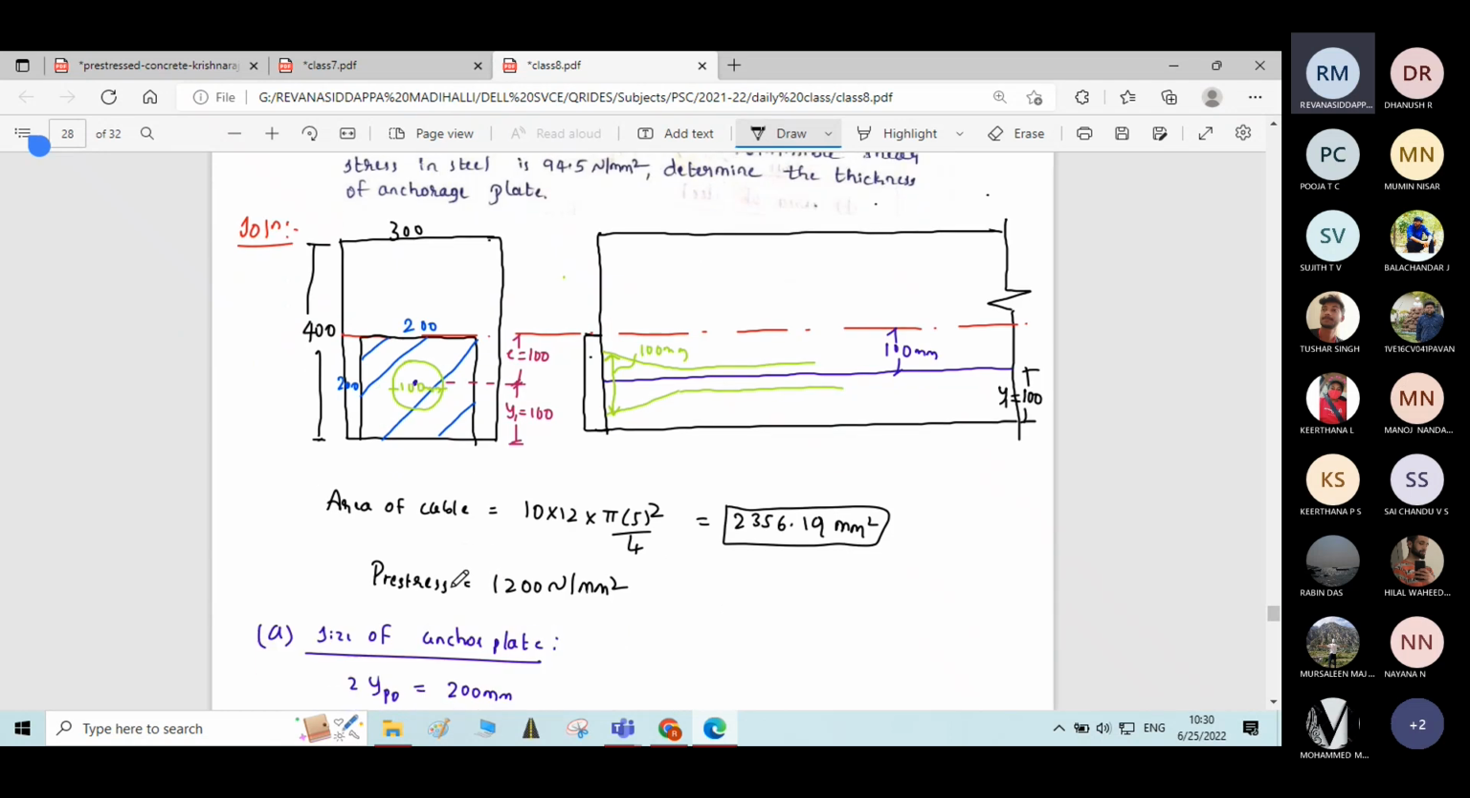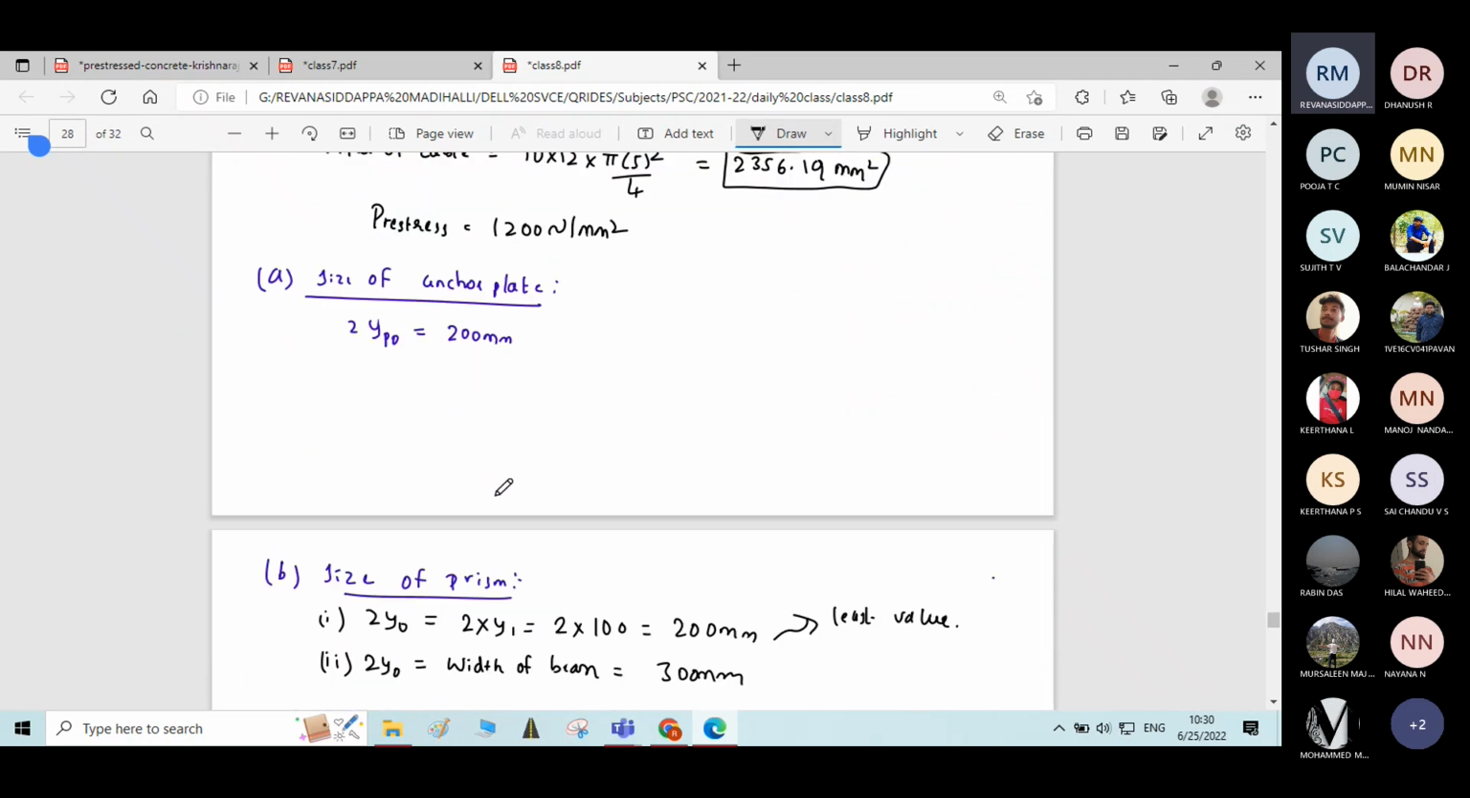Since the area of the cable and the pre-stress are given, you can find the pre-stressing force here. Force is equal to stress into area of cable, which is stress 1200 into area of cable 23 by 6.19, which gives the pre-stressing force as 2.83 into 10 power 6 Newton.